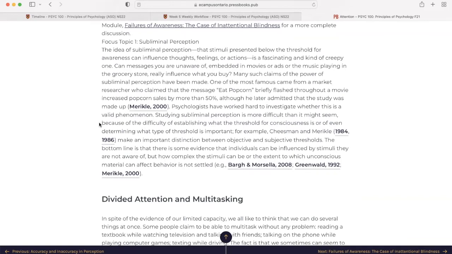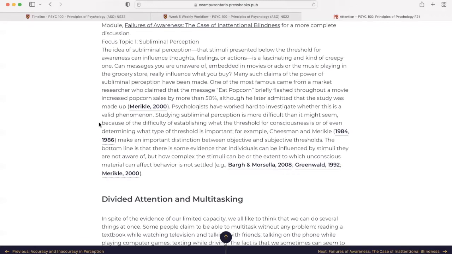Can messages you are unaware of, embedded in movies or ads or the music playing in the grocery store, really influence what you buy? Many such claims of the power of subliminal perception have been made. One of the most famous came from a market researcher who claimed that the message, "Eat popcorn," briefly flashed throughout a movie, increased popcorn sales by more than 50%, although he later admitted that the study was made up.